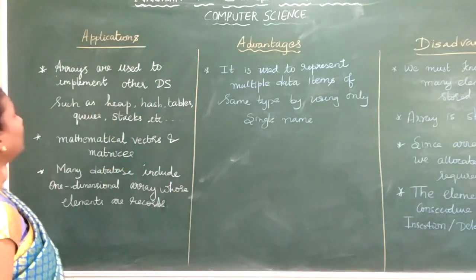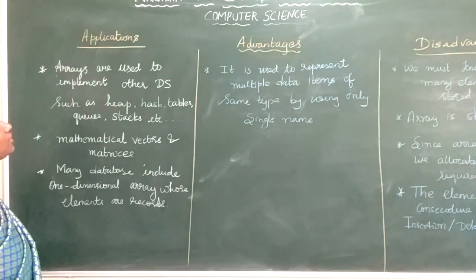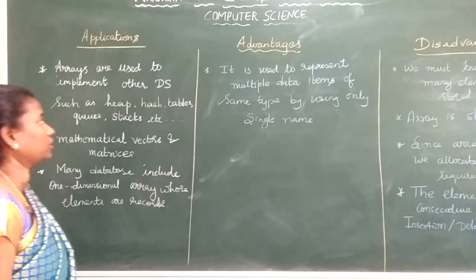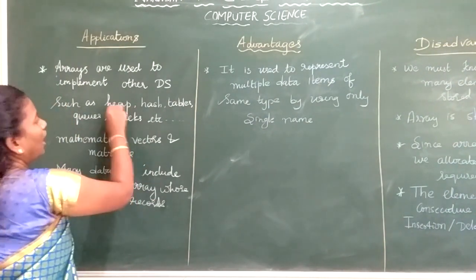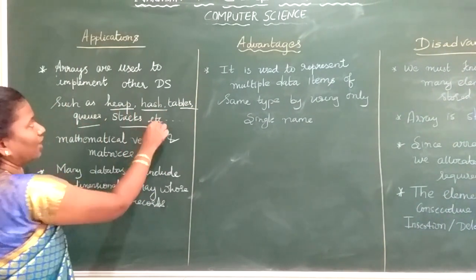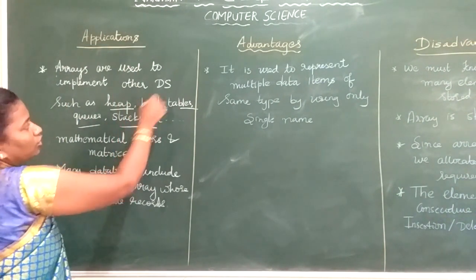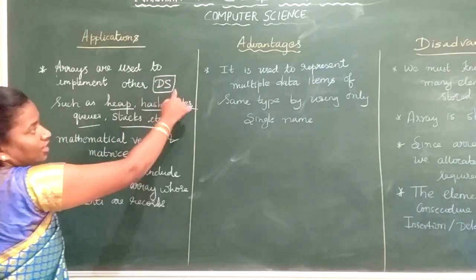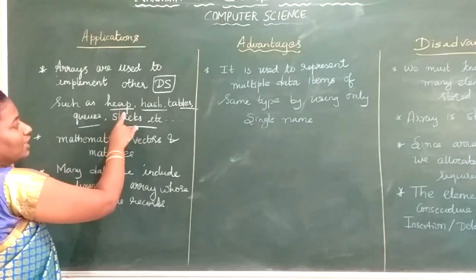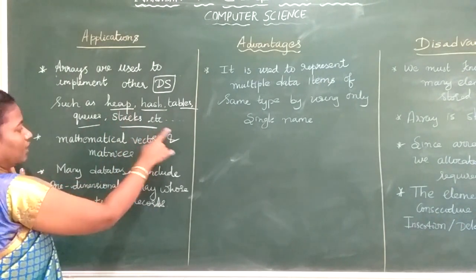Okay, now we will discuss the applications of arrays. Arrays are used to implement the other data structures such as heap, hash tables, queue, stacks. So your first application is, it is used to implement the other DS. DS stands for data structure. Such as heap, hash tables, queue, stacks, etc.